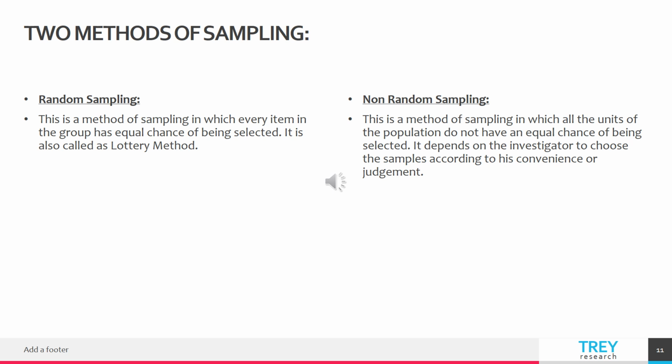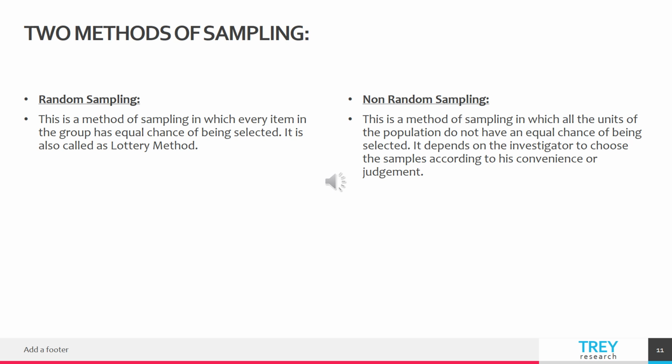Non-random sampling is a method of sampling in which all the units of the population do not have an equal chance. It depends on the investigator to choose the samples according to his convenience or judgment. Like in an apartment there are 30 flats. So they will take any two flats. It is not like there will be numbers of all the flats and then they will pick up the slip. It is like they will go to any two flats and collect the data. So it depends on the investigator where he wants to collect. So in non-random sampling, there is no equal chance of getting selected. But in random sampling, there is an equal chance of getting selected.